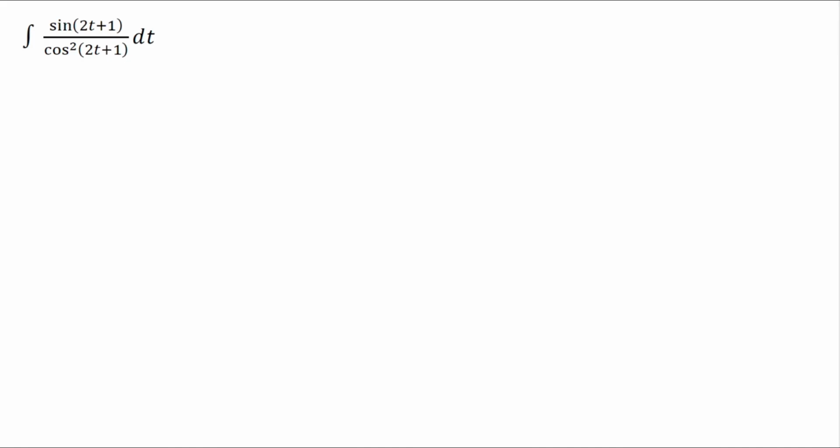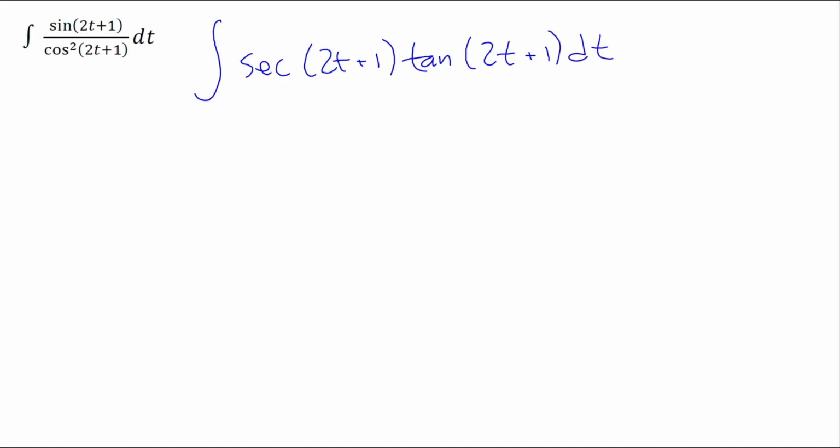For our next one here, again, this one, we could use a substitution on cosine, but it's easier if we notice that sine over cosine is tangent, and then we'd have a 1 over cosine left, which is secant. So we can rewrite this as secant of 2t plus 1 times tangent of 2t plus 1. And if we do that, then we know that the integral of secant u tangent u is just secant u.